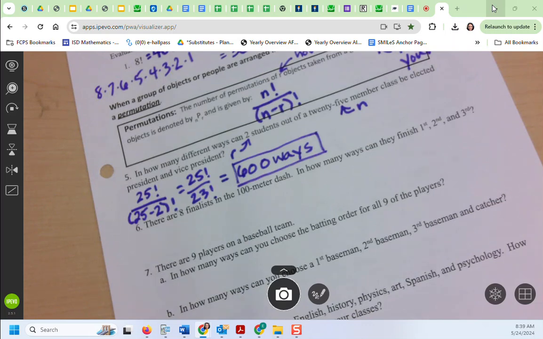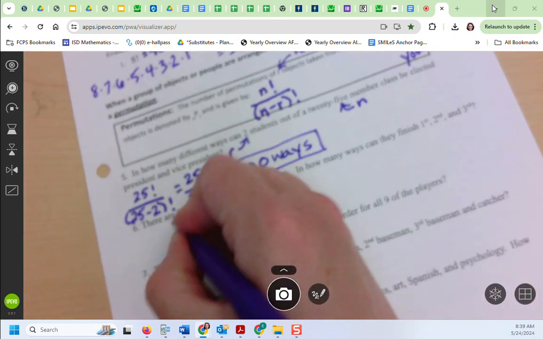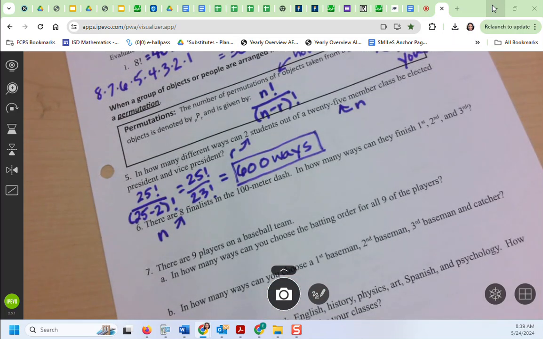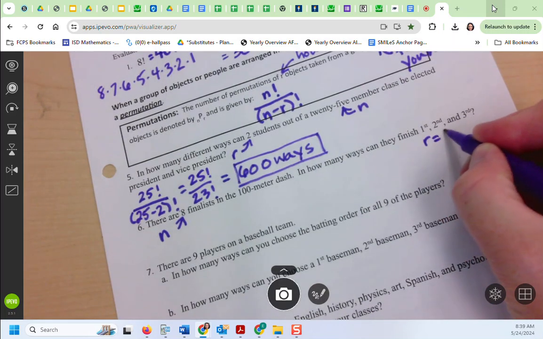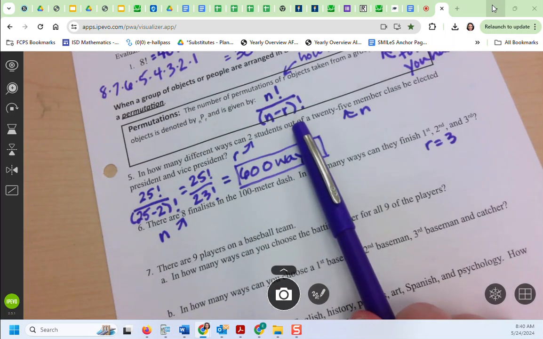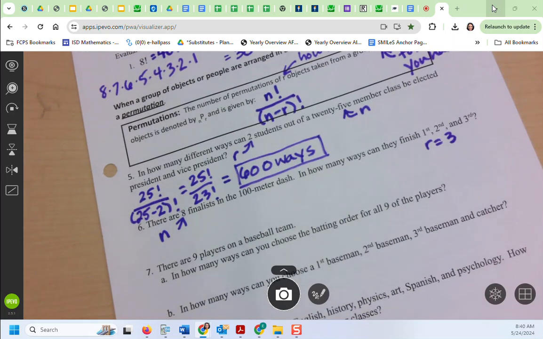There are 8 finalists in the 100-meter dash. So 8, is that going to be the N or the R? N, right. How many ways can they finish first, second, and third? So what is R going to be? How many are we picking? 3. So R is going to be 3. Okay, so I want you to go ahead and use your formula now to find how many ways you could choose the 3 winners.